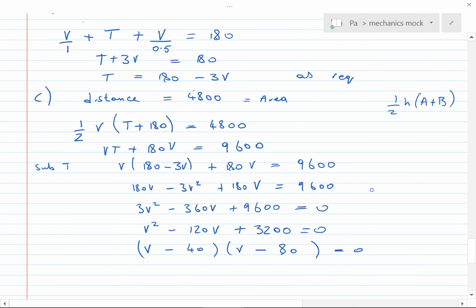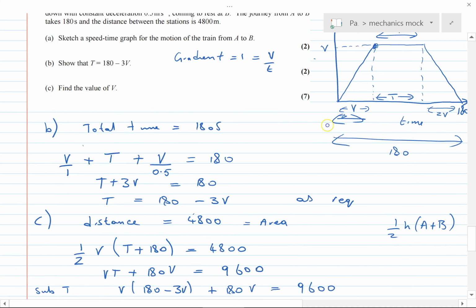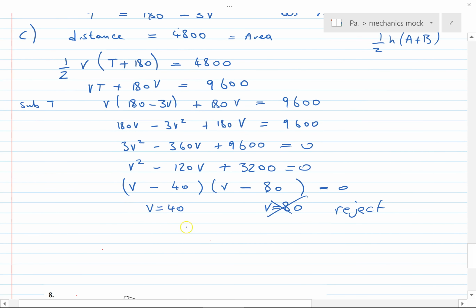Right, now you might be wondering at this stage why we got the two solutions, v is equal to 40, v equals 80, but we must reject that because it cannot be equal to 80 because of what's going on here. It's a strange scenario where the numbers don't work if we've got v equals 80 because of this condition. You can't have negative time, so we're going to reject that. So that gives us that v equals 40.